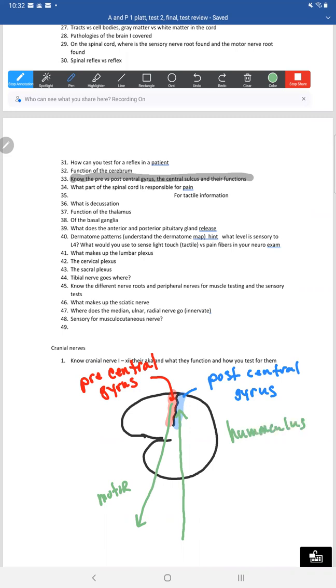The homunculus was the spatial map over the primary sensory cortex and motor cortex, the post-central gyrus and pre-central gyrus, right? There was a map. And so that way, if you know the map, then you know the area of the brain where the synapse is going to occur.